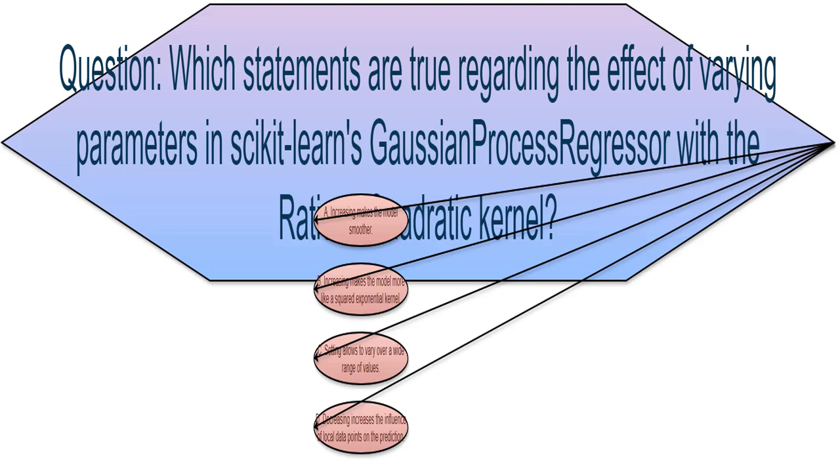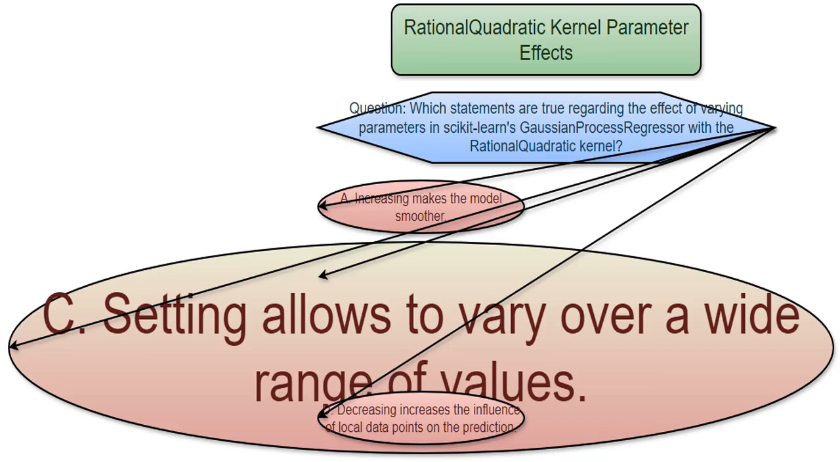This question tests your understanding of how changes to the parameters impact the model's behavior, specifically in a rational quadratic kernel. This statement deals with the length_scale_bounds parameter. Think of length_scale as a dial controlling the smoothness of the curve, and length_scale_bounds defines the range of this dial, from 1e-5 to 1e5. A larger range means you have more flexibility in adjusting the smoothness. So setting these bounds as 1e-5, 1e5, provides this wide flexibility to tune the model.